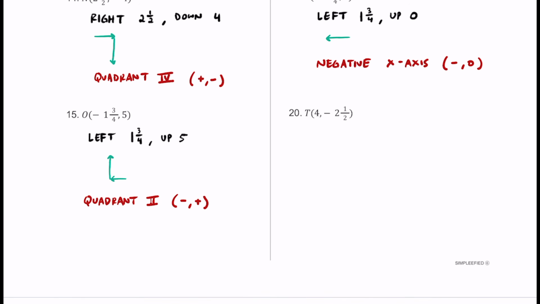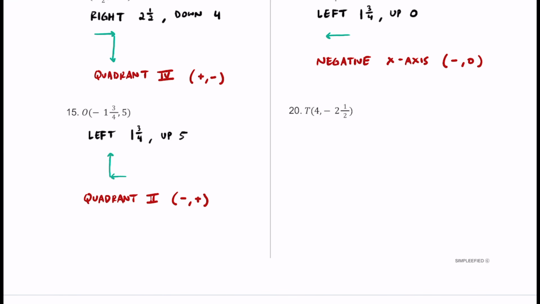Finally, for number 20, we have point T. We have 4, -2.5. That positive 4 really should tell us that we're moving to the right 4 units. And then that -2.5 means we are moving down. So we're going to say down 2.5 units. Okay, so if we start at the origin, you would move to the right 4, maybe something like this. And then that -2.5 means we're going to move down, but not as much. And so this brings us to quadrant 4.